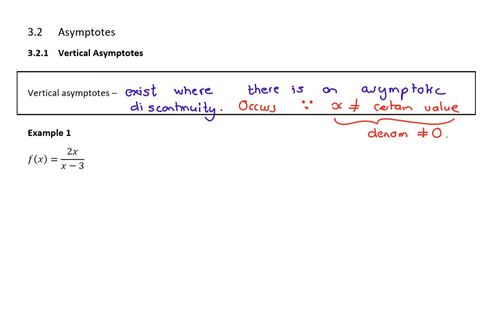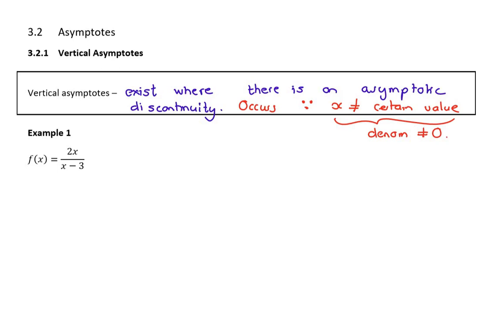Now, there are actually two different situations that can arise if a denominator is going to be 0, and I'm going to show you in each of these examples. So a vertical asymptote exists because there's an asymptotic discontinuity, because basically there is an x value that is not allowed as part of the domain because it makes the denominator 0.